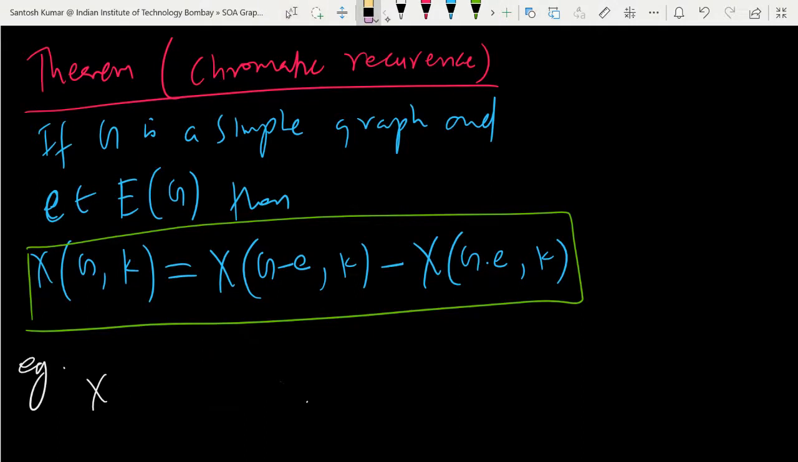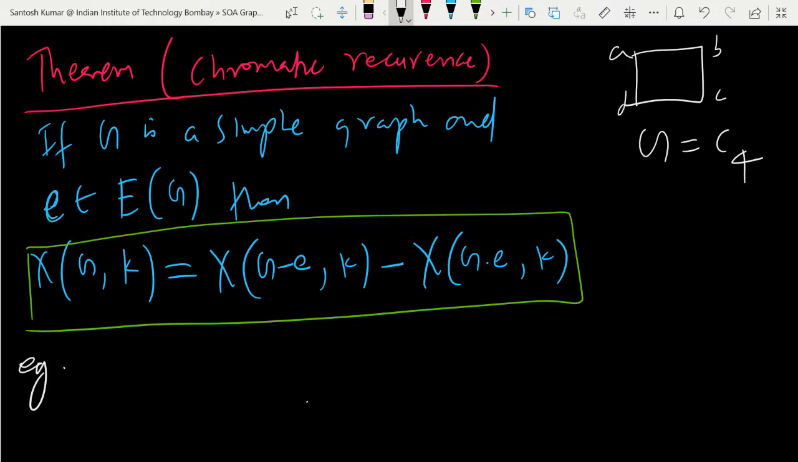Let G be C4, with vertices A, B, C, D. Now I want G minus E. You first select any one edge as E. Suppose I take this as edge E. G minus E means remove that edge, only remove that edge. So this is A, B, C, D.